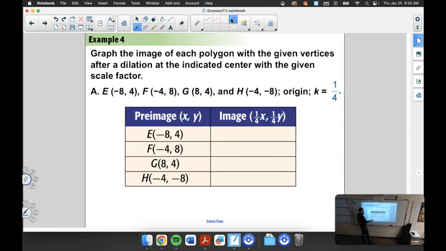So if I have these coordinates and I want to use a scale factor of 1/4, I'm multiplying every value by 1/4. What's this the same as multiplying by 1/4? Dividing by 4. So what is this going to become? -2, 1. -1, 2.